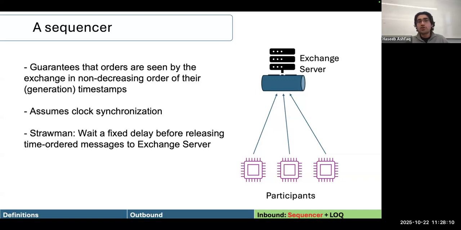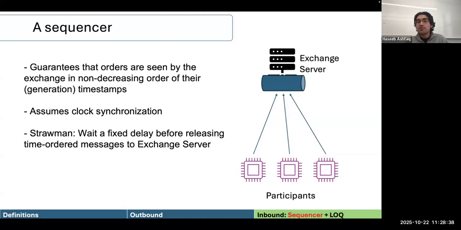There is a strawman solution to achieving this guarantee, which is whenever a message is received, we wait a fixed amount of time before further processing it. The exchange waits a fixed amount of time before further processing it, so that if there are messages which were generated earlier than this message, but they got reordered in the network, they have enough time to arrive.